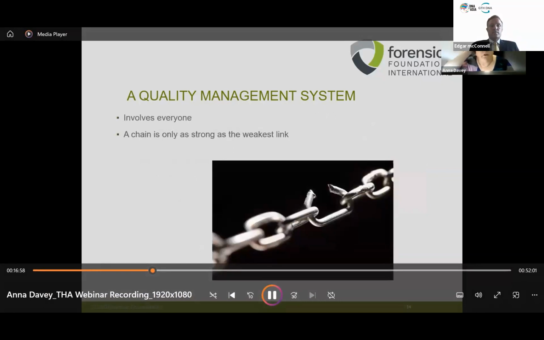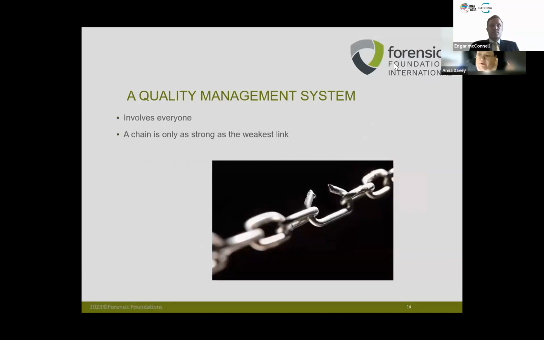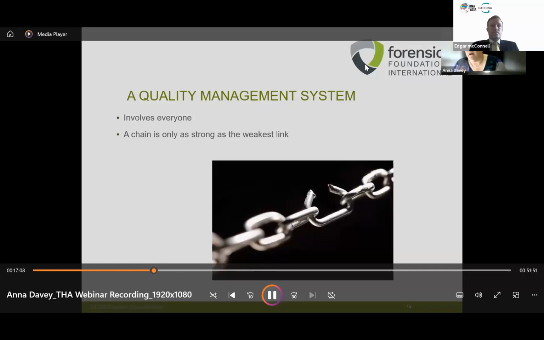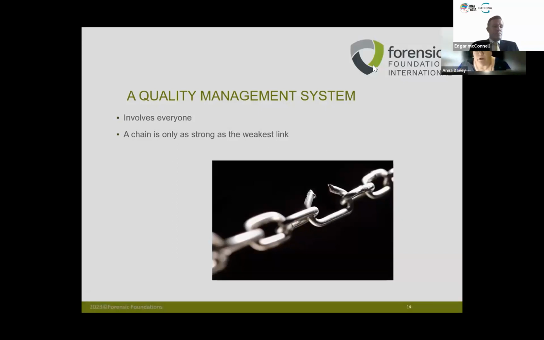A quality management system also involves everyone, from the CEO, the director, the president, to the most lowly paid person in the organization. It involves absolutely everyone, because a chain is only as strong as the weakest link. And if everybody is not involved, if everybody doesn't understand what's going on and why this is so important, then that's when things are not done correctly, because they don't understand why. They don't understand the importance of it.